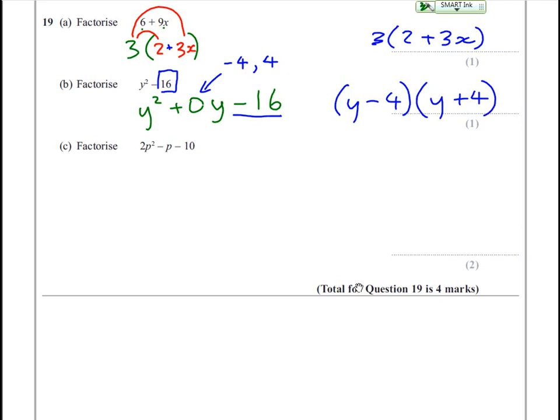Next one is a tricky factorize. Factorize 2p squared minus p minus 10. I have a whole big method for factorizing when we have a number in front of a p. Because it's a 2, I'll show you a slightly different way, which is just about guessing. Now we know that to times to 2, the only way to do it is 2 times 1. So we have 2 and effectively a 1.